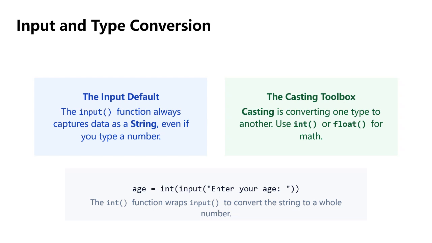Take a look at this code snippet. By wrapping the input function inside the int function, we tell Python to take that user string and immediately convert it into an integer. This is how we ensure our calculations work correctly.